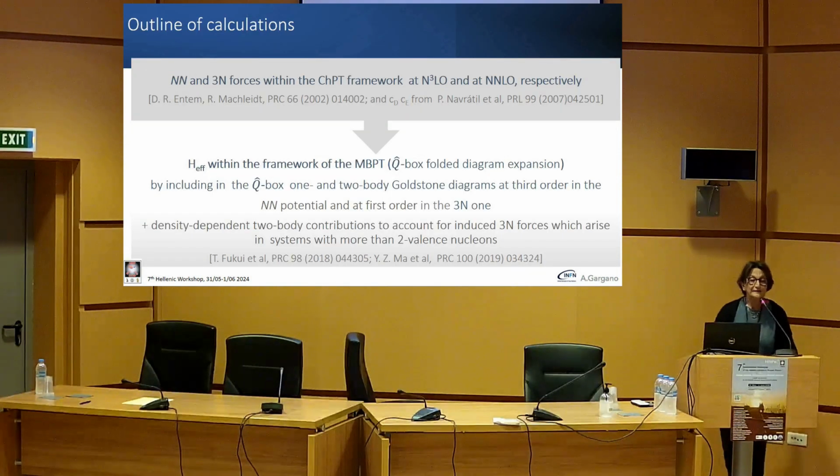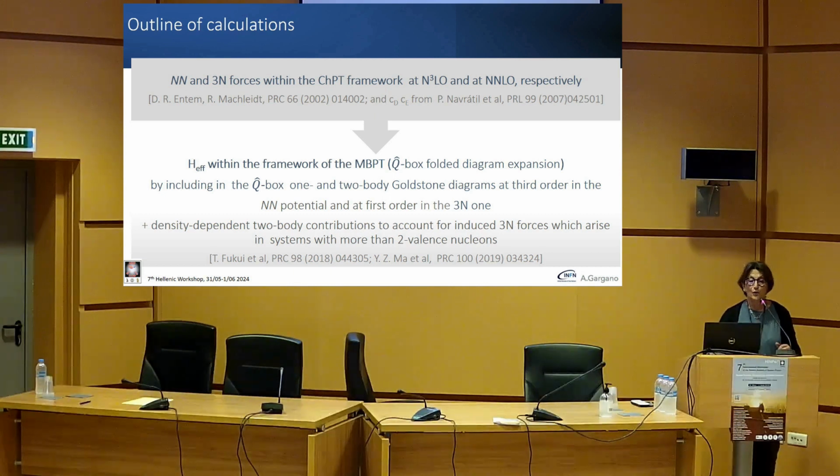So this slide summarizes our framework. In our calculation, we start from nucleon-nucleon and three-nucleon forces within the chiral perturbation theory framework. We use the N3LO NN and N2LO 3N. Starting from this, within many-body perturbation theory, we calculate the effective interaction. This means the so-called Q-box folded diagram expansion.